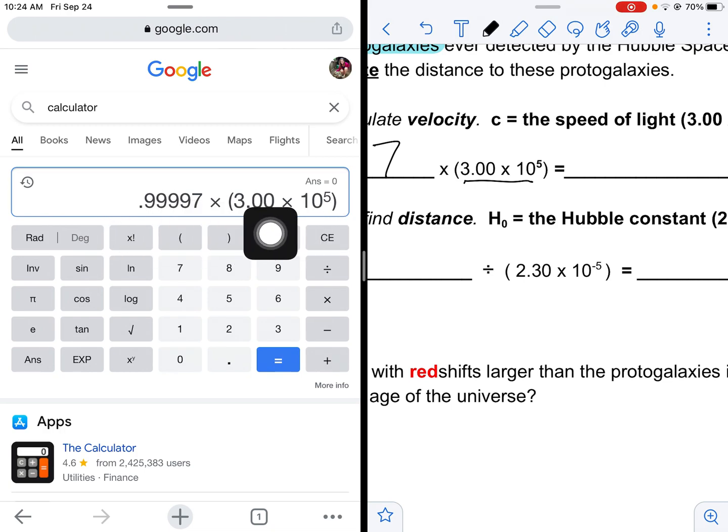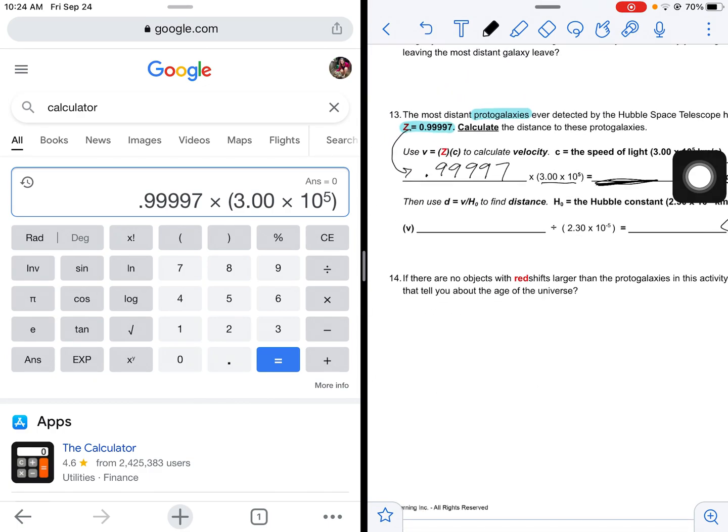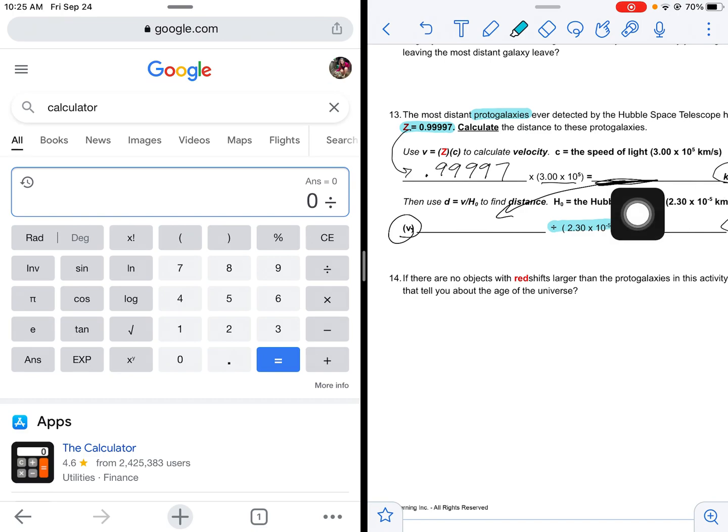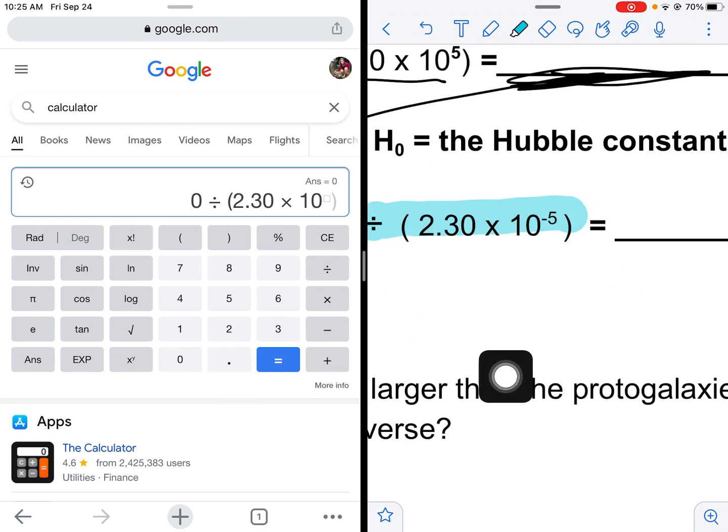So this is what we should have recorded, and when you hit equals, you're going to get a number for velocity that you can plug in down here, and then finish your calculation by dividing by the Hubble constant. So you're going to do the same thing. Take that new number, which I'm not going to tell you what it is, divided by, and then you have to type this in again. So start with your parentheses, right? 2.30 times 10. Then again, we need this little button, x to the y. But this time, we need a minus 5. So I'm just going to hit minus 5 and close that parenthesis.